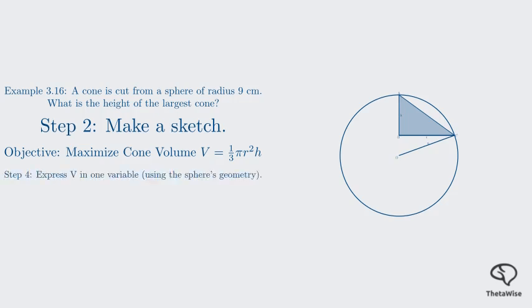This is where the geometry is key. Look at the triangle formed by the sphere's center, a point on the cone's base, and the cone's apex. Let the sphere's center be O, the cone's apex be A, and a point on the cone's base be C. The line OC is a radius of the sphere, so it has length 9. The line BC is the radius of the cone, r. The line OB has length h minus 9.